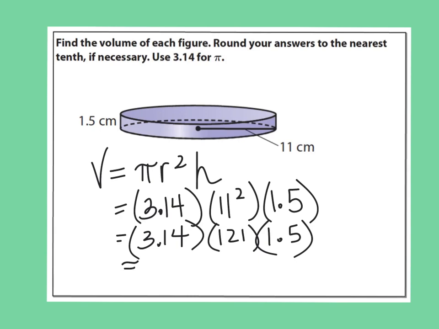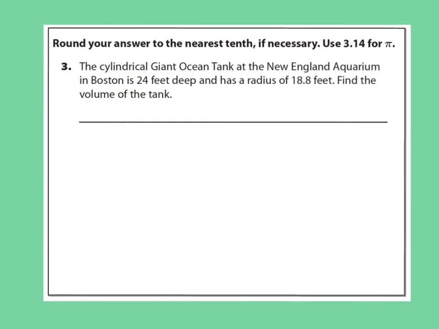And again, this is really just an approximation. I get 569 and 91 hundredths. Again, I'm asked to round to the nearest tenth, so I would actually just leave this as 569 and 9 tenths centimeters cubed. One more example.